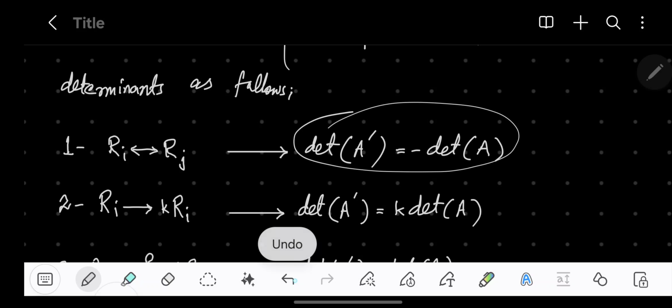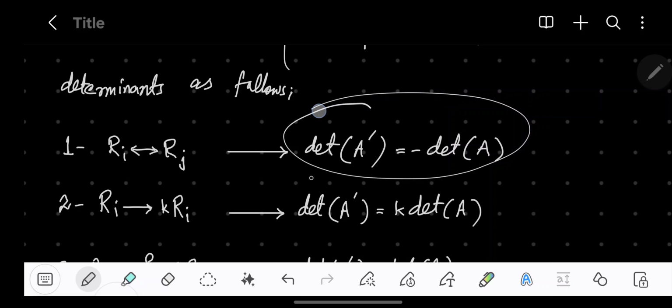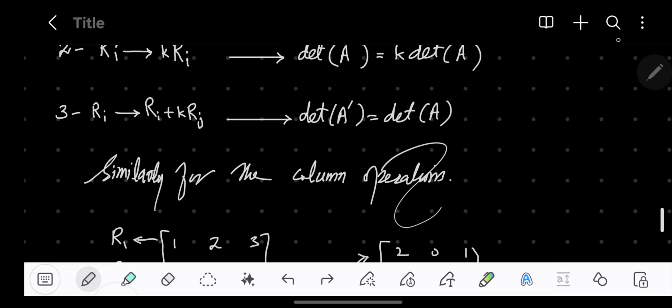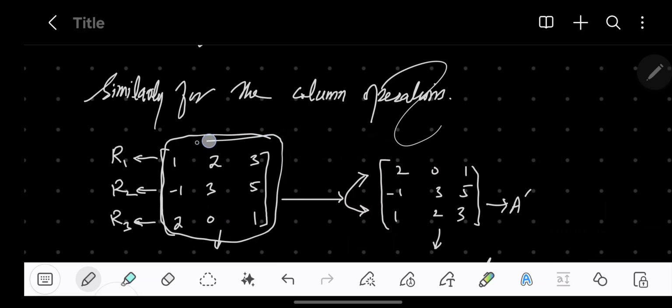Look at it again. It says whenever you swap the rows Ri with Rj, that means any row with any other row, then the determinant becomes negative. Similarly, if you multiply any row of this matrix with any scalar, then the new determinant will be obtained by multiplying the determinant of this matrix with that scalar.